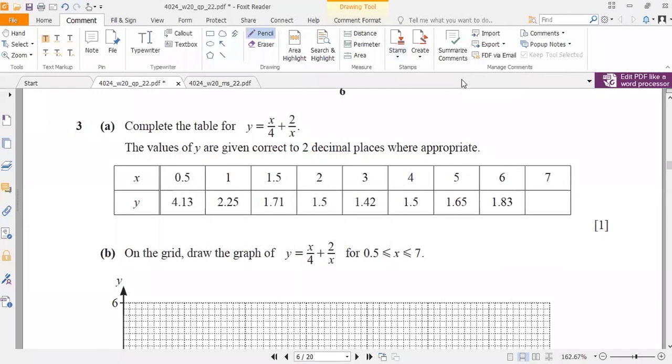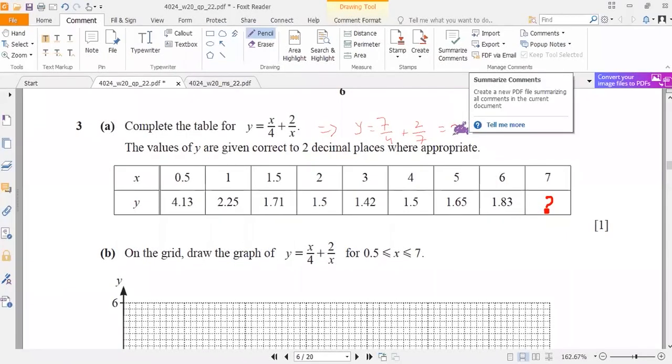Okay, now let's start question number 3. In question number 3, complete the table for y equals x upon 4 plus 2 upon x. These are the values for this chart. We need to find the value of y when x is equal to 7. For this we need to put the value of x. So y equals 7 upon 4 plus 2 upon 7, and we will get the answer 2.25.